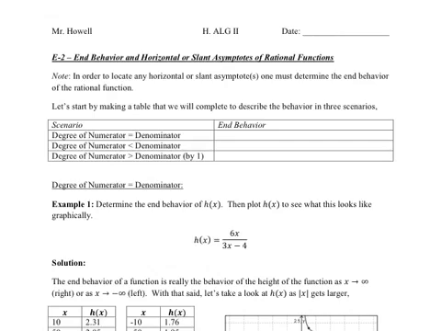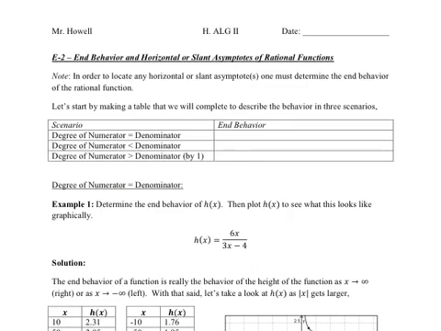So let's start by making a table that we're going to complete to describe the end behavior in three different scenarios. As we know, rational functions are written as follows here. And what we'll see is that sometimes the numerator's degree will be bigger than the denominator, sometimes they'll be equal, and sometimes it'll be less than. So we have three possible scenarios that we're going to write a different conclusion for.